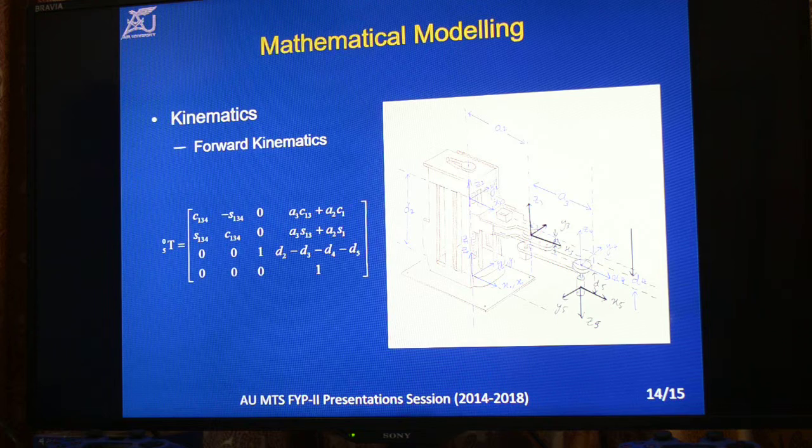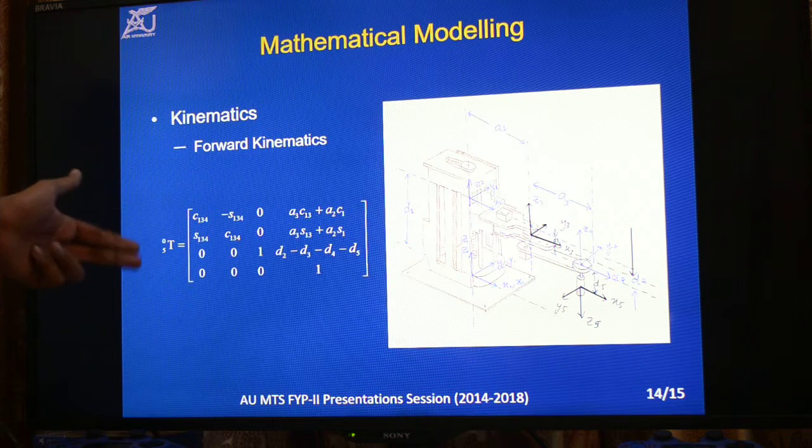And then we use the Denavit-Hartenberg principle to find the values of d, alpha, a and theta. And then we use the transformation equation to find the transformation matrix. This is the transformation matrix from base to the end effector.